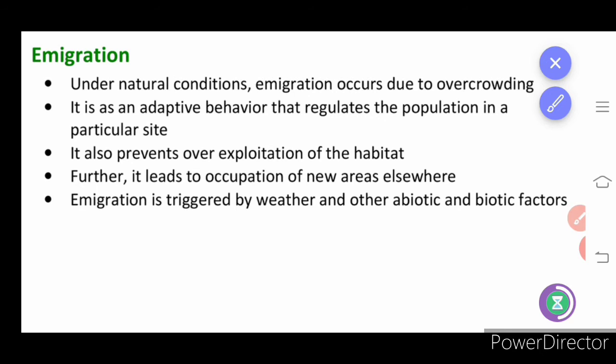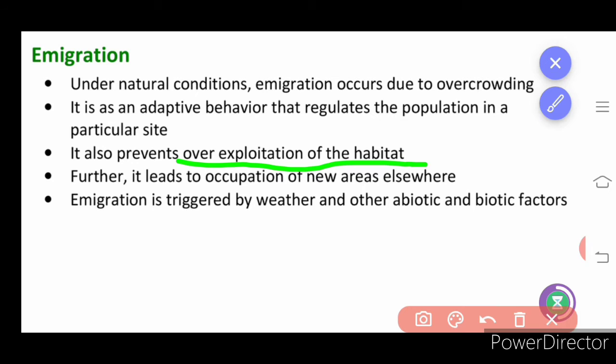Under natural conditions, immigration occurs due to overcrowding and adaptive behavior that regulates the population in a particular site. It also prevents overexploitation of the habitat. If all organisms lived in one particular place, they would spoil their area. Instead, they can move and live in another area. That is what is called succession.